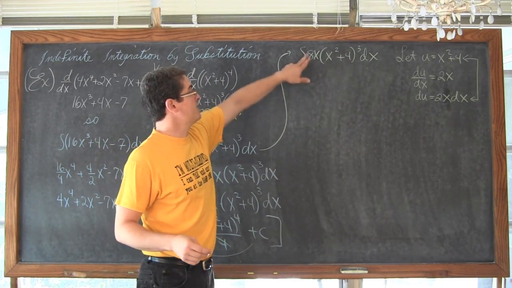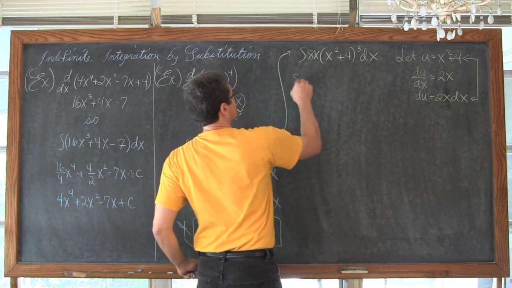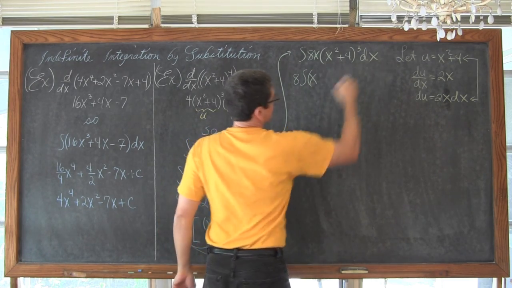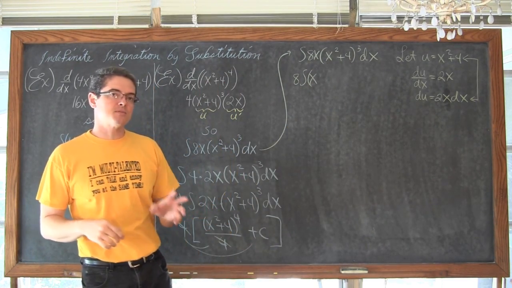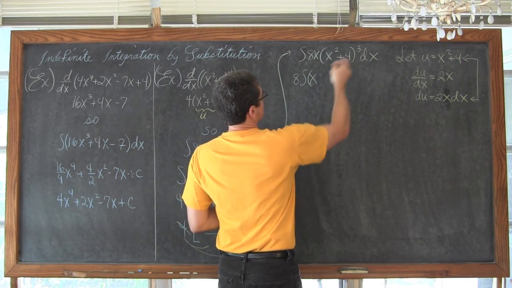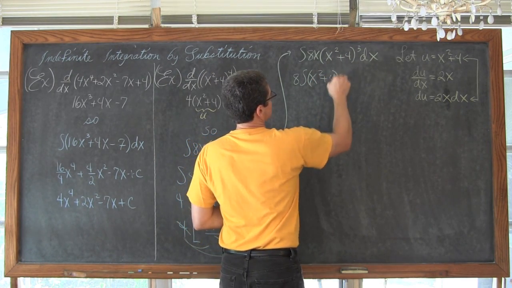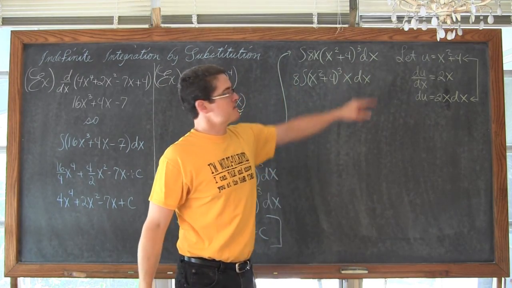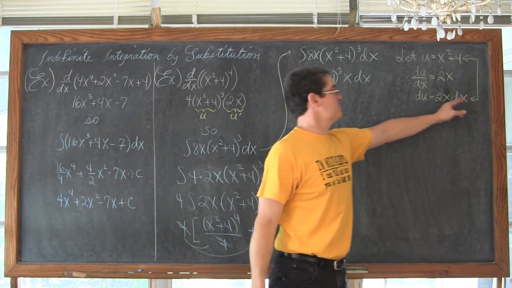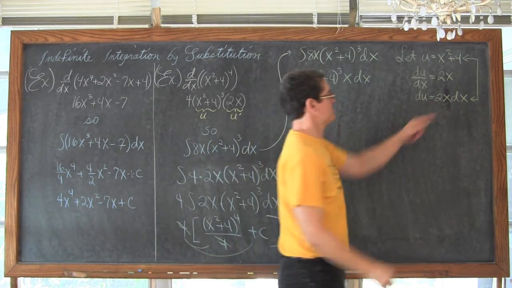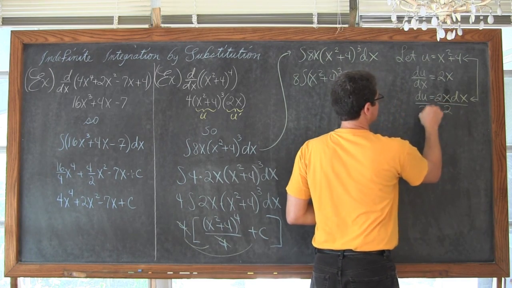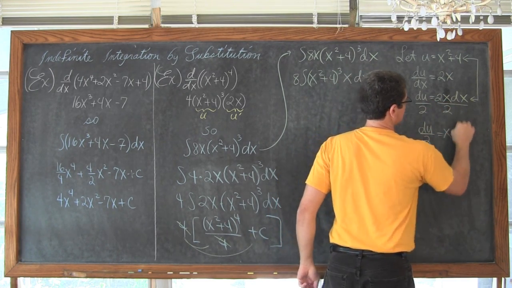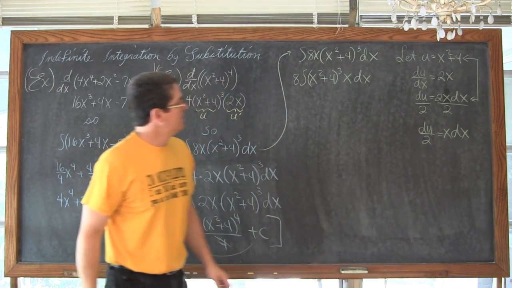What I'm going to do is move the 8 out front, and we have 8 times the indefinite integral of, let's move this x over with the dx so you can really see the substitution even better, parentheses x squared plus 4 raised to the third, x dx. Well, I have an x dx in my indefinite integral, but this says 2x dx. So I'm going to divide both sides of this by 2 and get du over 2 equals x dx.